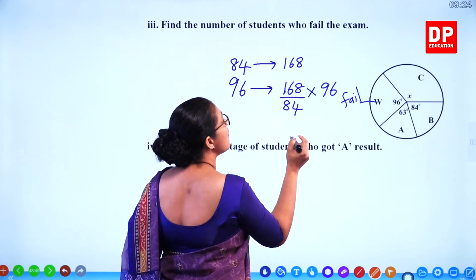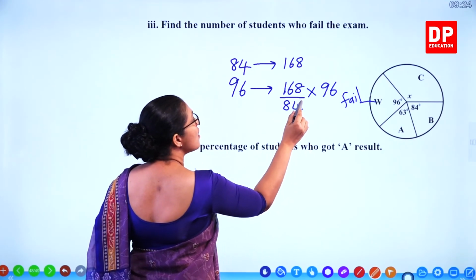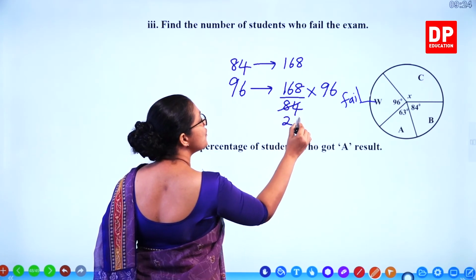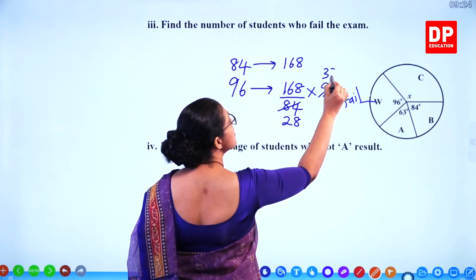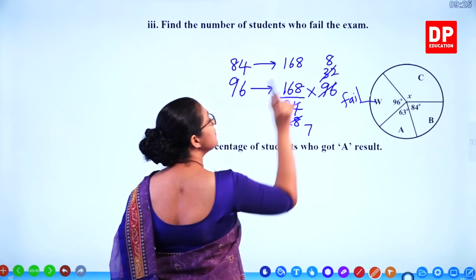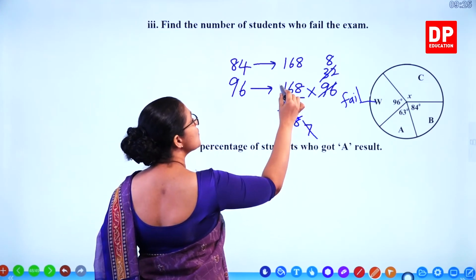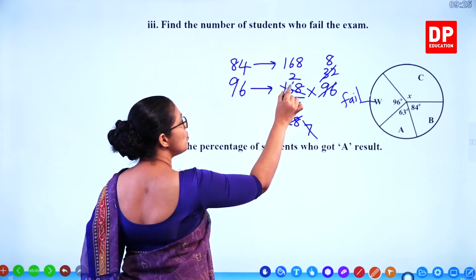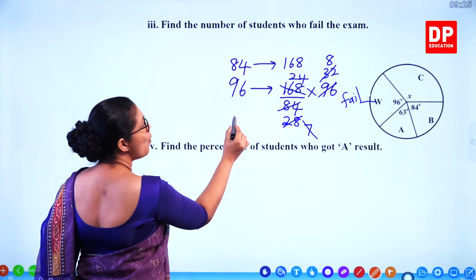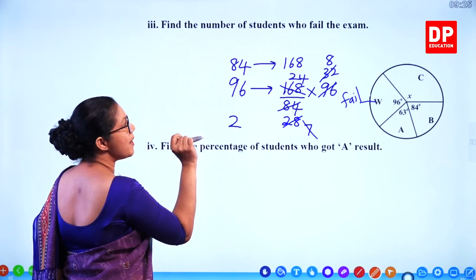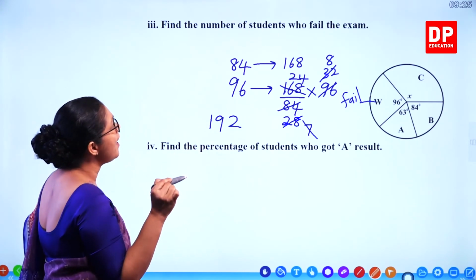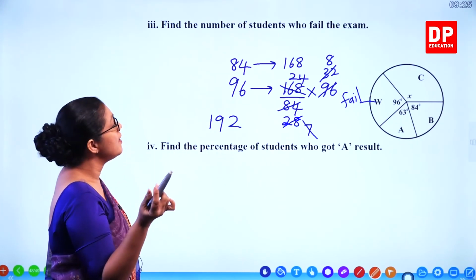Again, divide by first 3. 3 times 2, 6. 24, 3 times 8. 3 times 32. Then 4 times 7, 4 times 8. Then 7 with this one. 2 and 4. 24 times 8 now. 8 times 4, 32. 3 remaining. 8 times 2, 16. Plus 3, 19. So 192 students failed the exam.